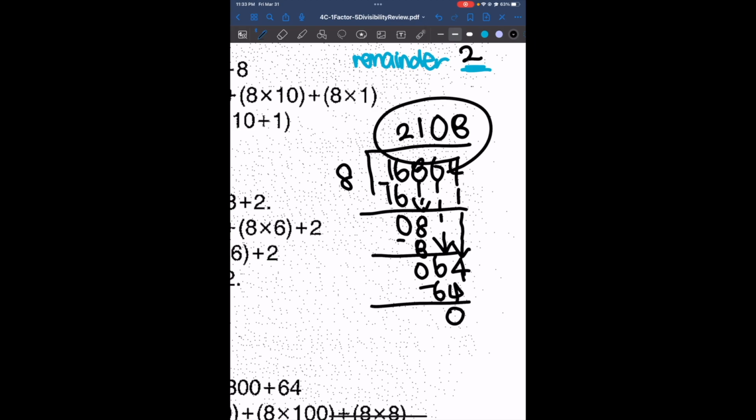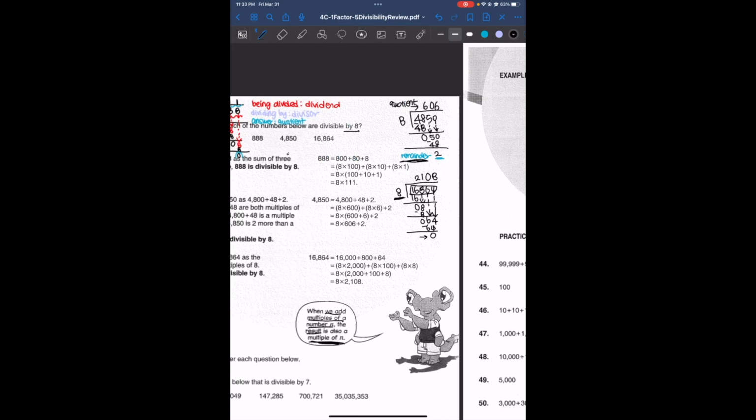2,108. And when the remainder is 0, which means that we don't have a remainder, then the dividend is divisible by the divisor. But when we do have a remainder, then we say that it's not divisible by the divisor.